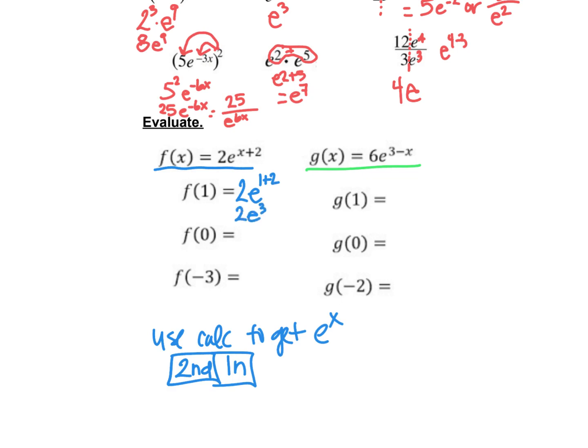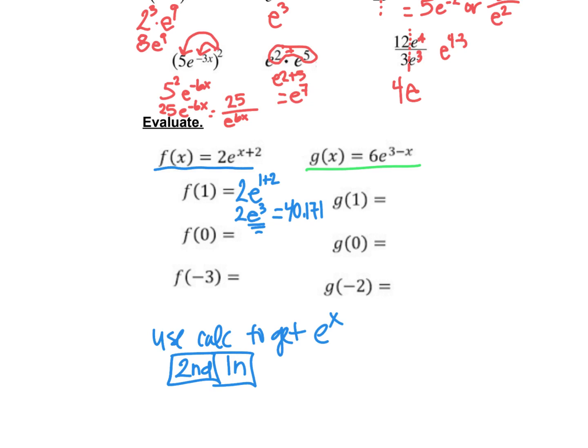So how do we plug that into our calculator? We're going to do this part first. Makes it a little bit easier. I'm going to hit second, ln, 3, and then multiply by 2. And what does that get? That gets us, looks like 40.171.